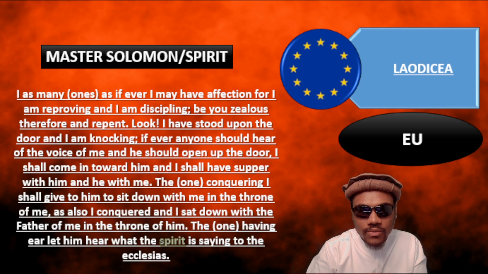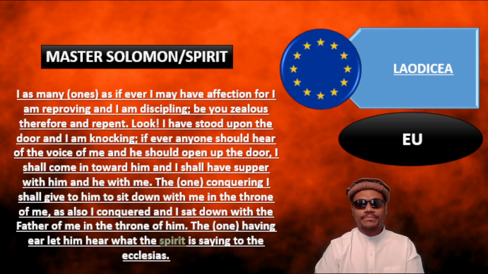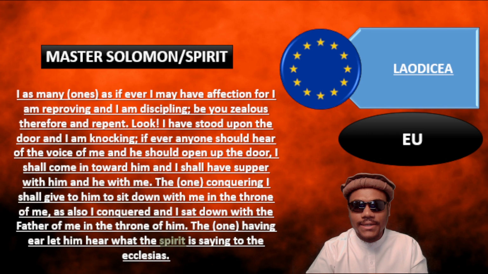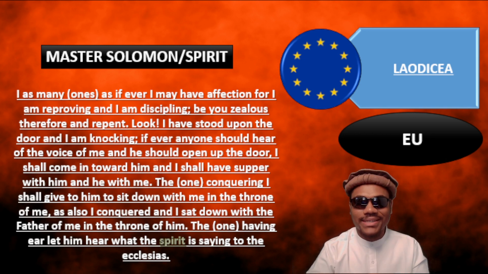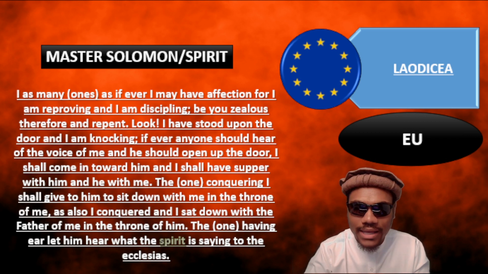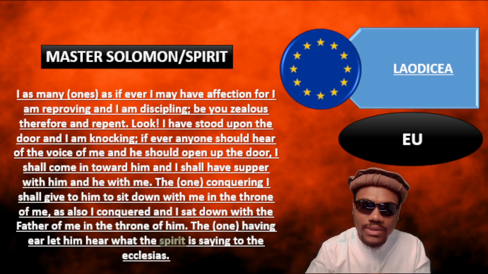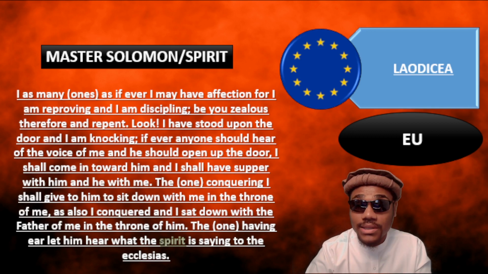So they're doing something wrong, brothers and sisters, that they need to change from. You see? And once they do that, they'll be good to go. And it says, I stood upon the door and I am knocking. If ever you hear the voice of me, I open up the door and I shall have supper with you. You see what I'm saying? I shall have supper with him and he with me. That's a good thing, right?